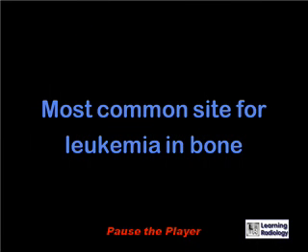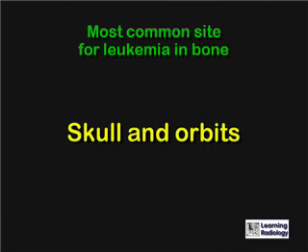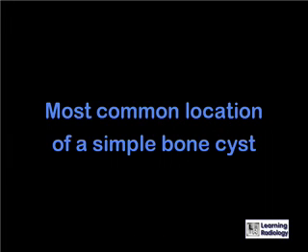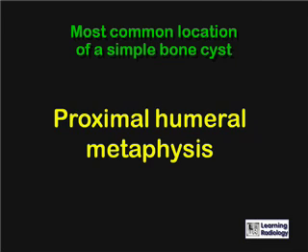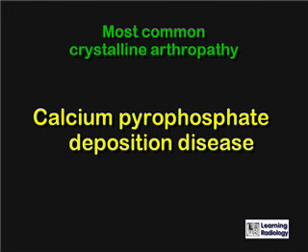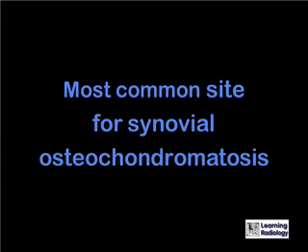What is the most common site for leukemia in bone? The skull and orbits. What is the most common location of a simple bone cyst, unicameral bone cyst? The proximal humeral metaphysis. What is the most common crystalline arthropathy? Calcium pyrophosphate deposition disease. What is the most common site for synovial osteochondromatosis? The knee.